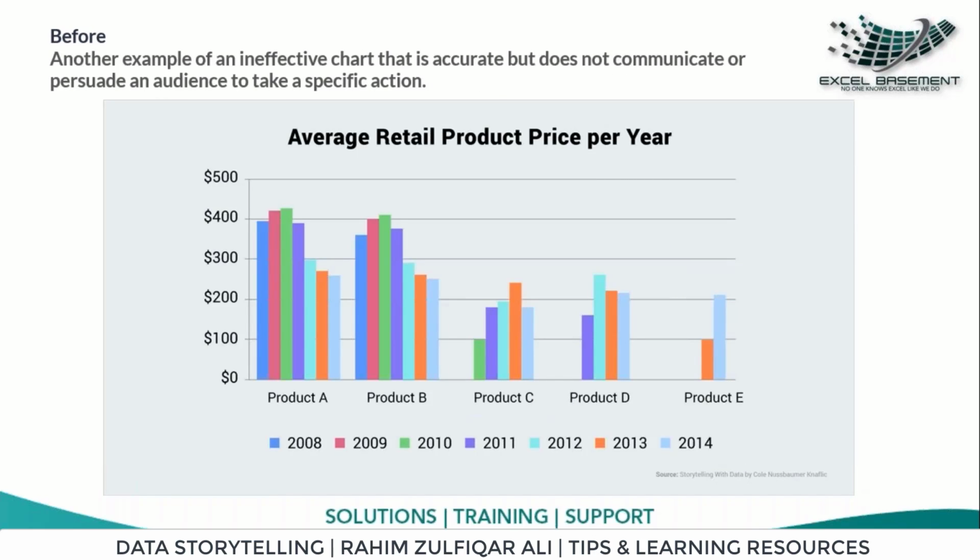The third example is another example of an ineffective chart. Again, this is not an effective chart. We have multiple products, product A, B, C, D, and E, and we have the average retail product price per year. So this is a simple column chart, but it does not depict any kind of communication or narrative.